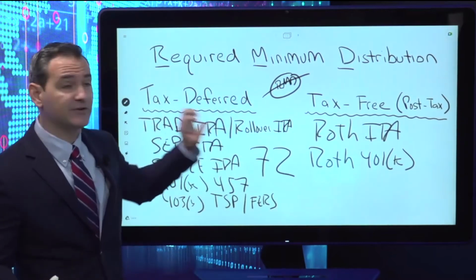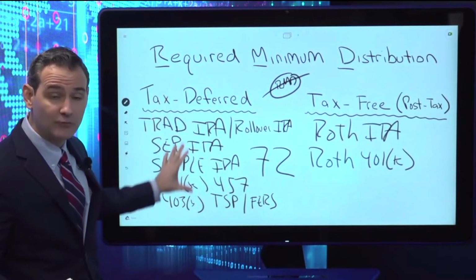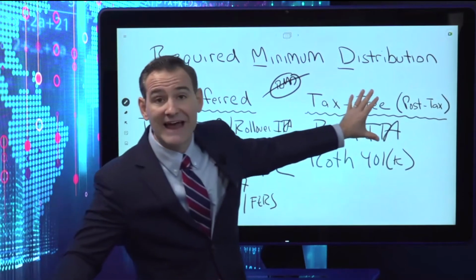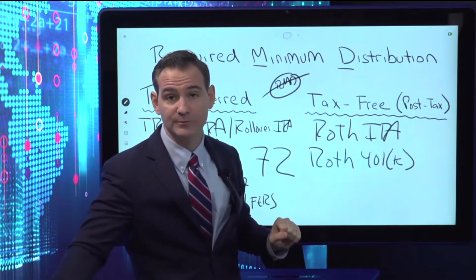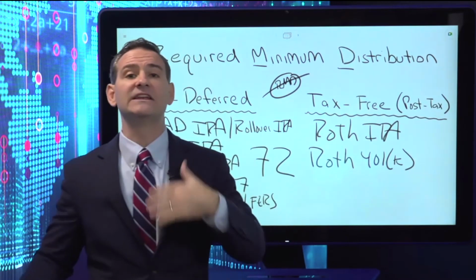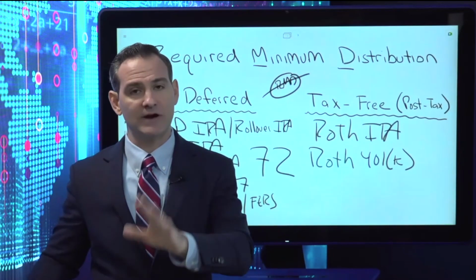So these are the types of plans that require required minimum distributions: tax-deferred accounts. You'll have required minimum distributions, and then your tax-free Roth accounts will not have a required minimum distribution. We could then get into inherited IRAs in more detail. We have separate training for that.